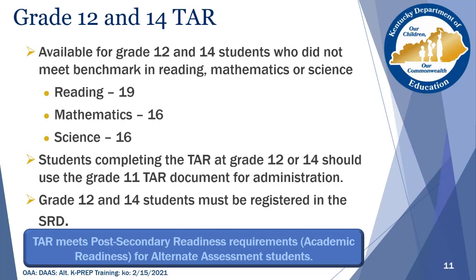The TAR is also available for students at grades 12 and 14. Again, it is available, but not required at grades 12 and 14, where it would be required at grade 11. Students who will take the TAR at grades 12 and 14 must be registered by the district in the student registration database. Guidance on how to register students can be found in the SRD for DAC's PowerPoint that's provided in the handouts that accompany this training. Specifically, slide 7 shows you how to complete that registration process. It literally will take you probably 30 seconds at most to register a grade 12 or a grade 14 student.